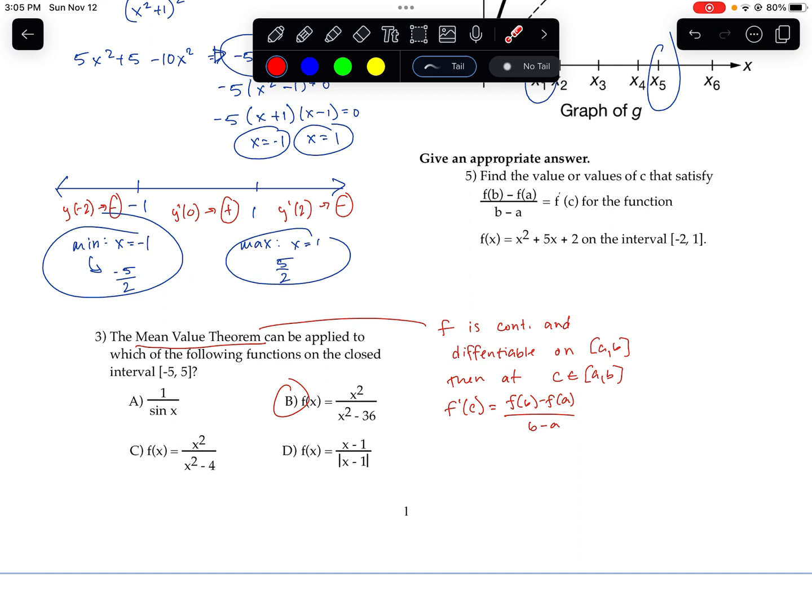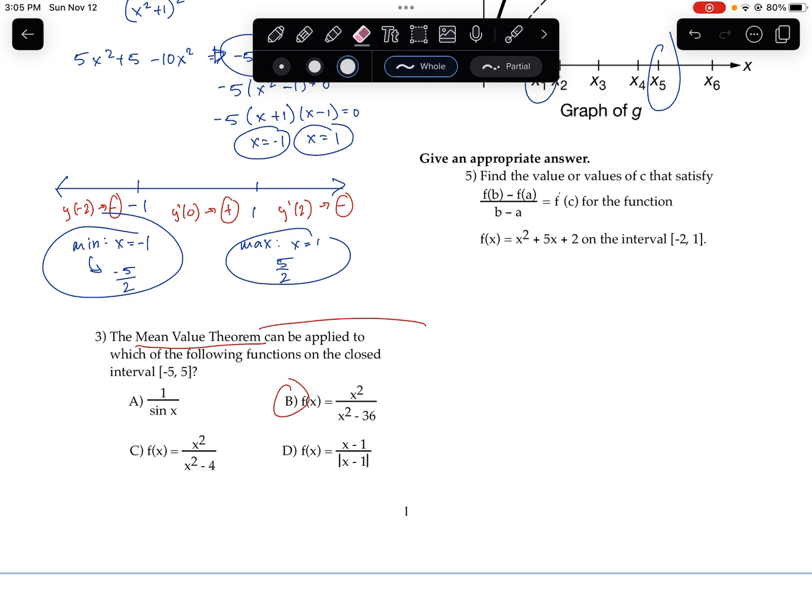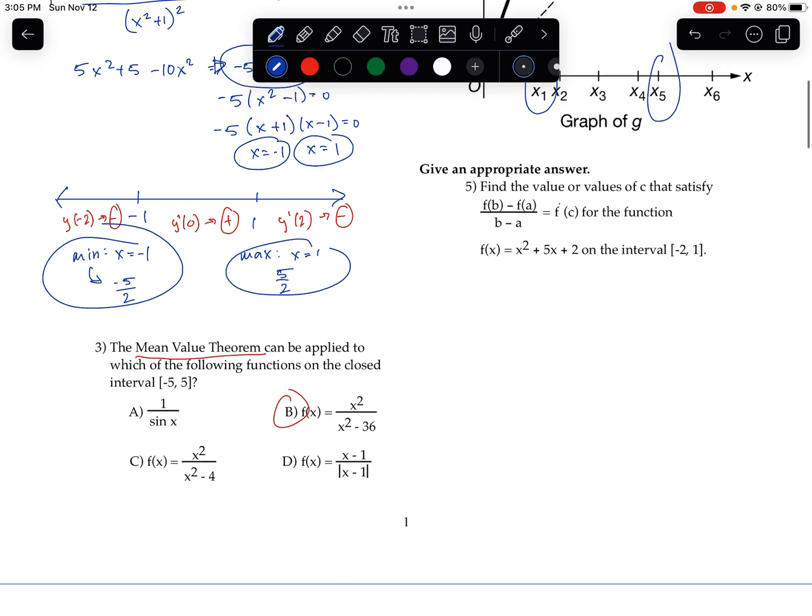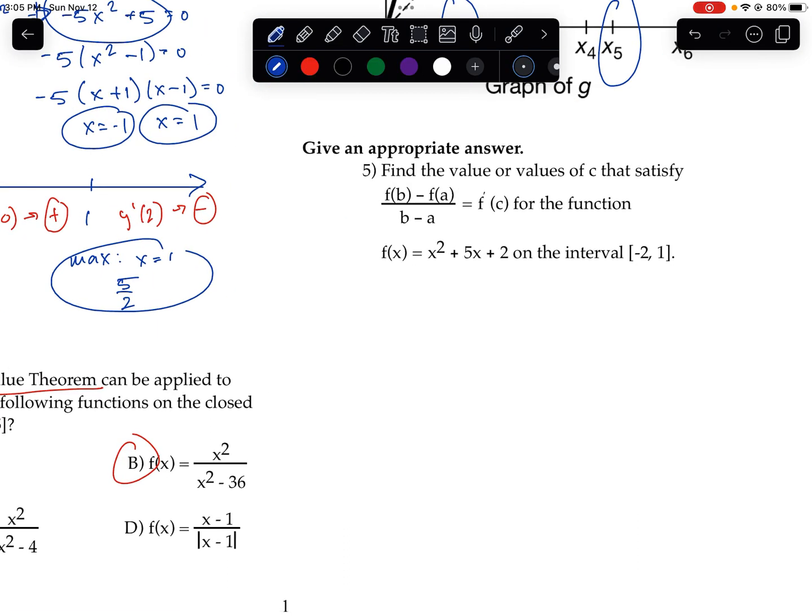So find the value or values of c that satisfy the mean value theorem for the function here on this interval. I'm going to get rid of this definition that I wrote right here. So find the values of c that satisfy this. I'm going to find the average rate of change using this interval right here: f of 1 minus f of negative 2 over 1 minus negative 2.